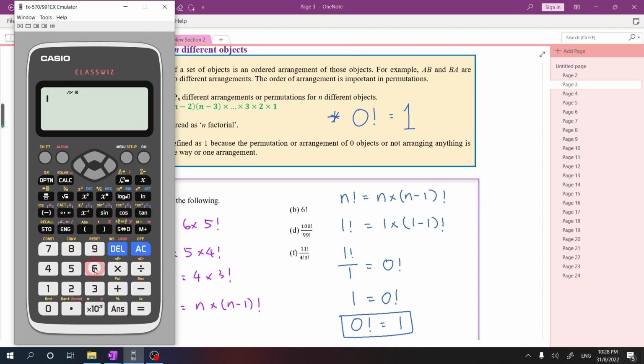6 factorial, we can just press 6 and then followed by the factorial sign here, but this is in yellow color, so you have to press shift first. Then your calculator will know that you want this factorial. Okay, so 0 factorial is equal to 1.